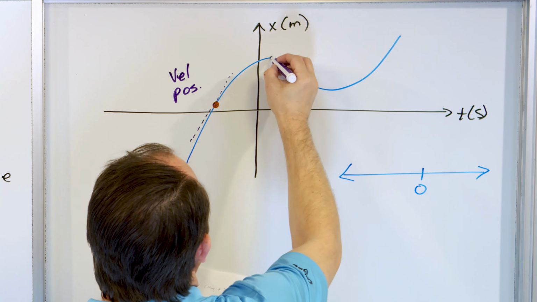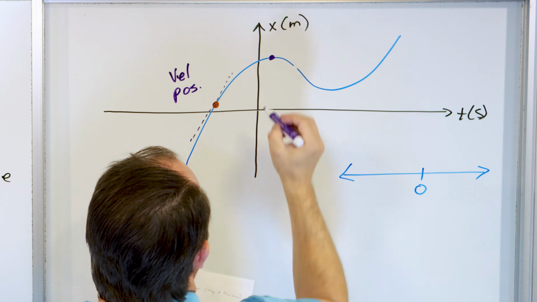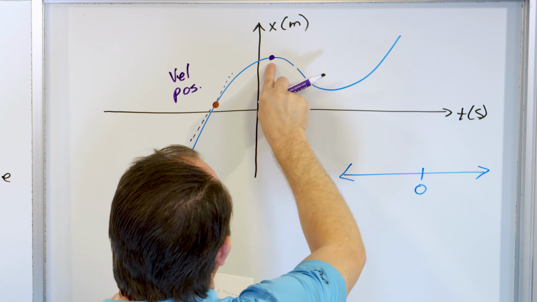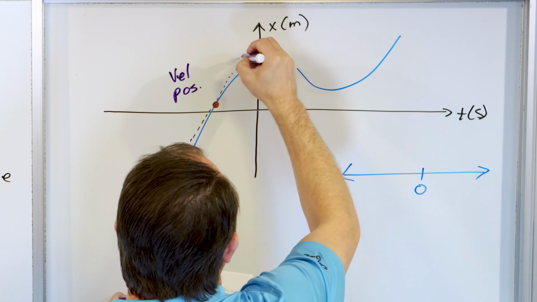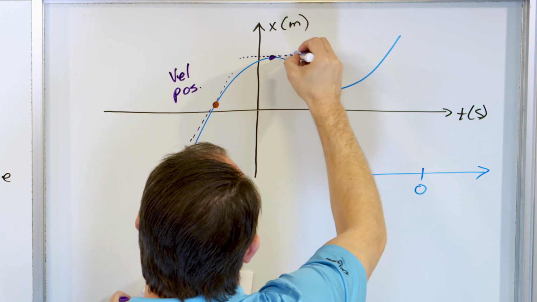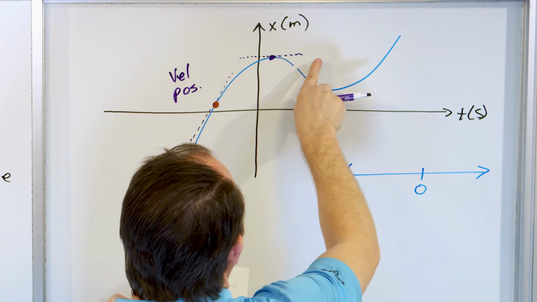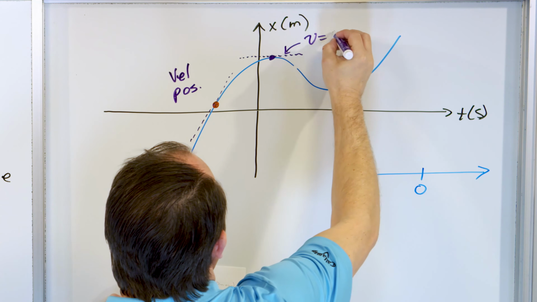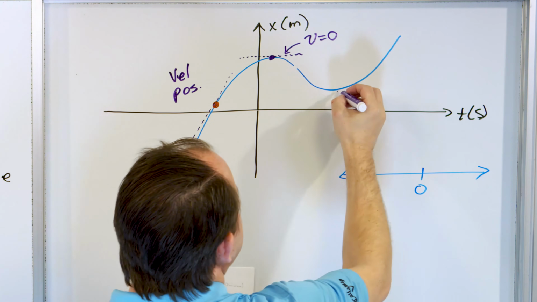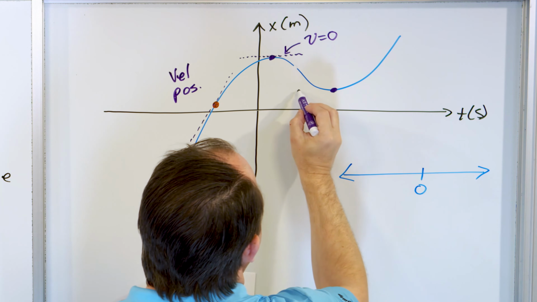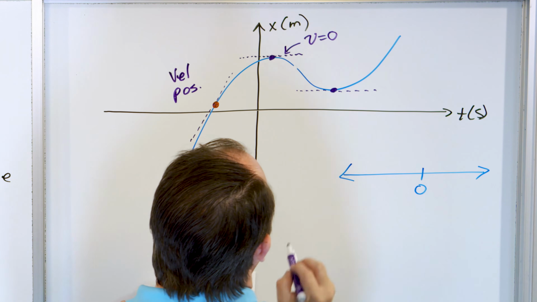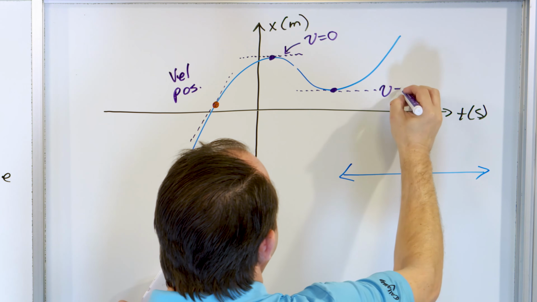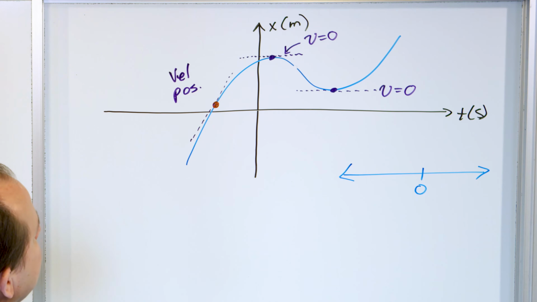What is the velocity of the particle right here? Well, this is right at the tippy top where it turns around. So actually the tangent line is totally flat right here. What is the slope of a flat line? The slope of a flat line is 0. So right here, the velocity is exactly equal to 0. Same thing is going on down here, because the tangent line right here is also flat. And so right here, the velocity is equal to 0 again, right?